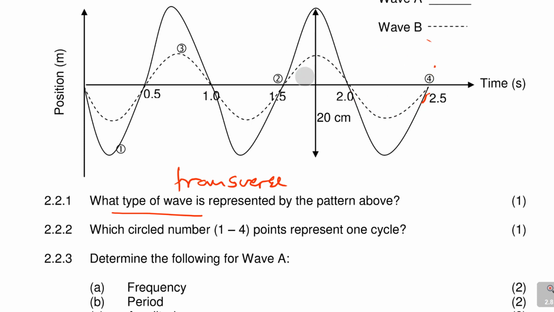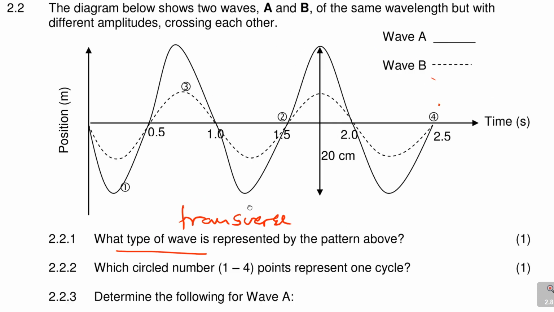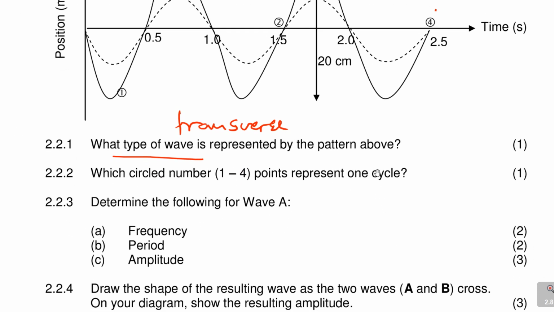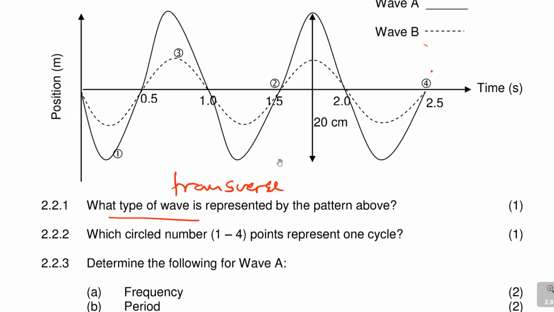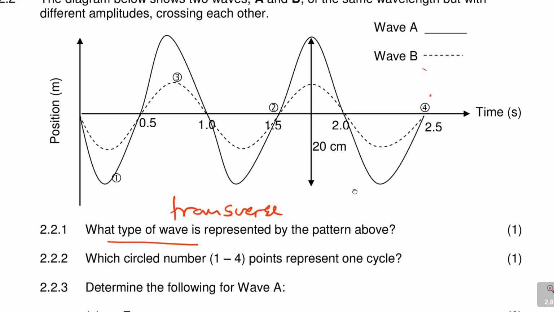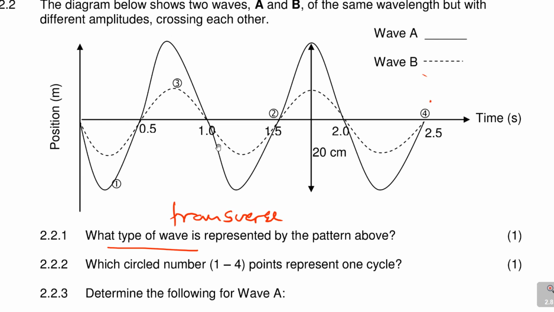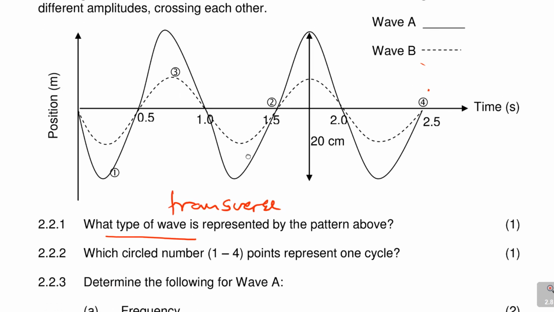Let's come back to wave A. Remember, wave A is the solid line. So determine the following frequency for wave A. Now, what is our frequency? They never gave us this, but there's some writing there, which is time, and this is position in meters.